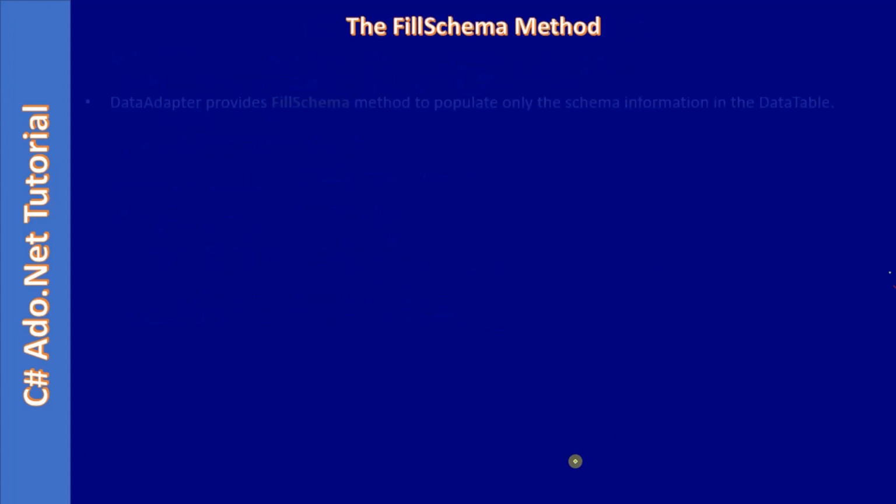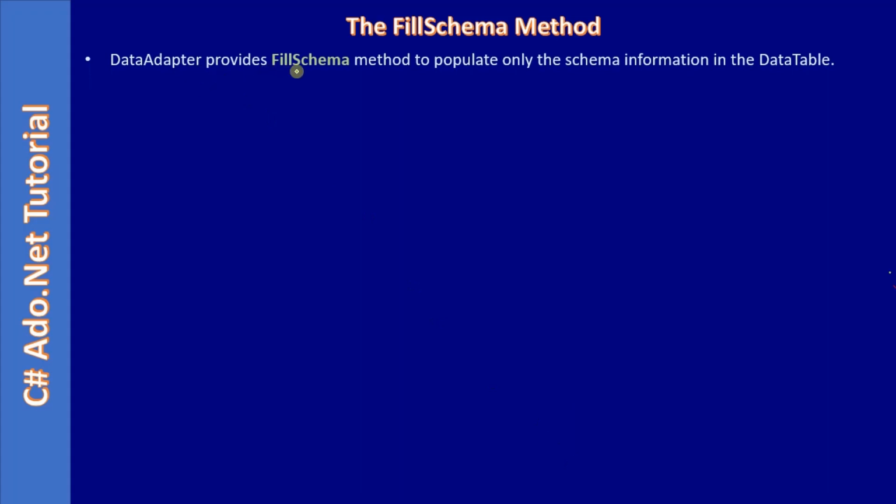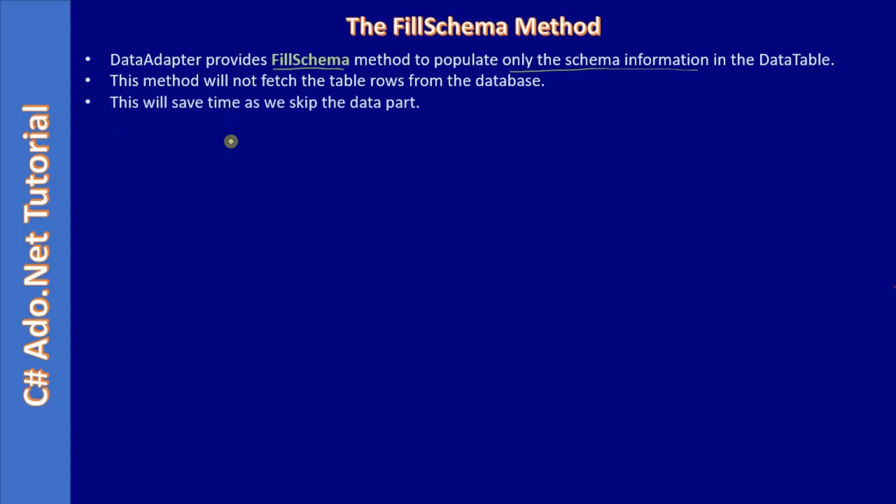Now let's look at the FillSchema method. DataAdapter provides FillSchema method to populate only the schema information in the data table, right? So this method will not fetch the table rows from the database. This will save time as we skip the data part. Since we are not fetching the data from the data table, and since we are fetching only the schema information, the call will be fast here.